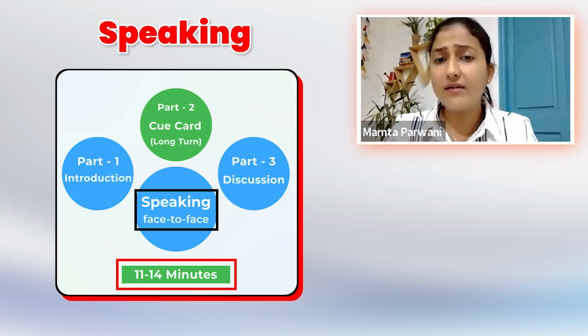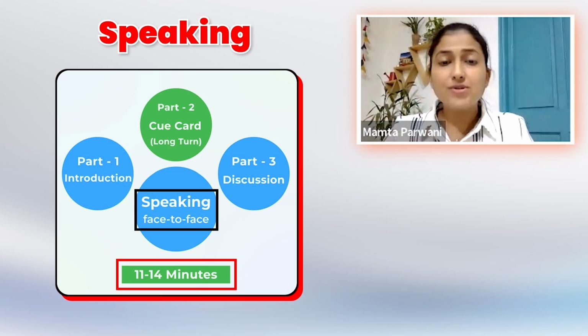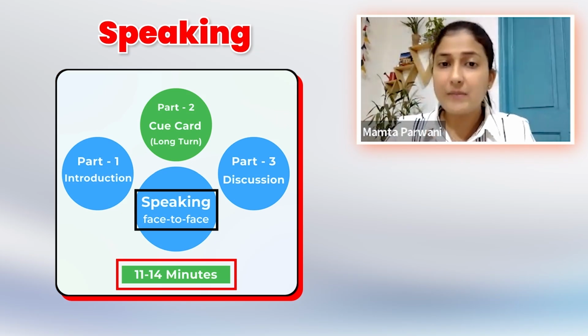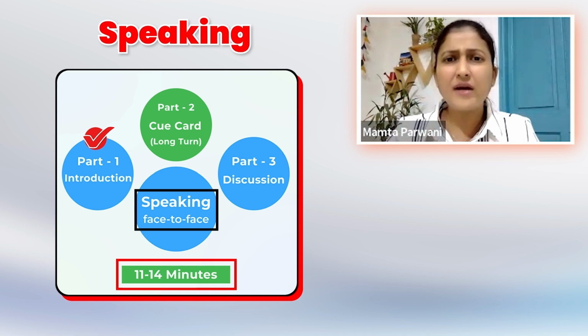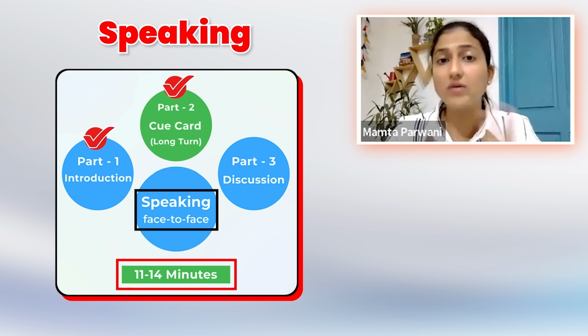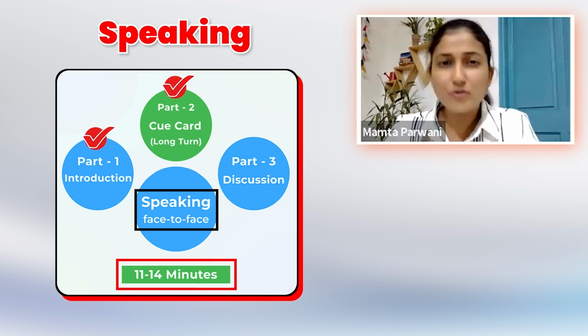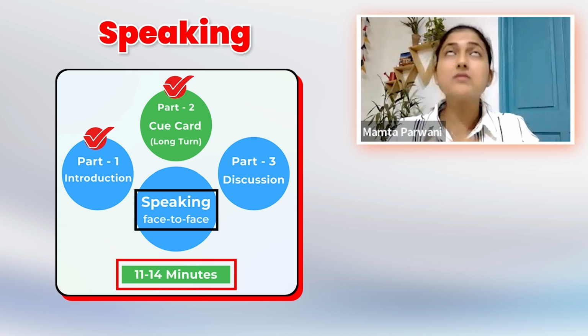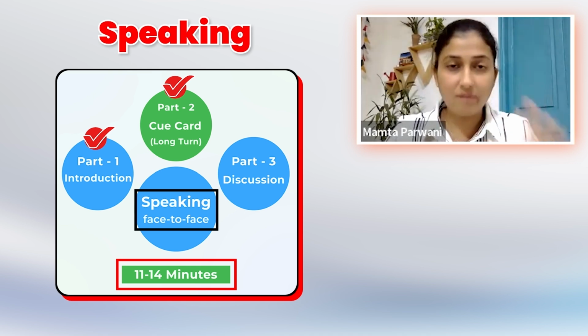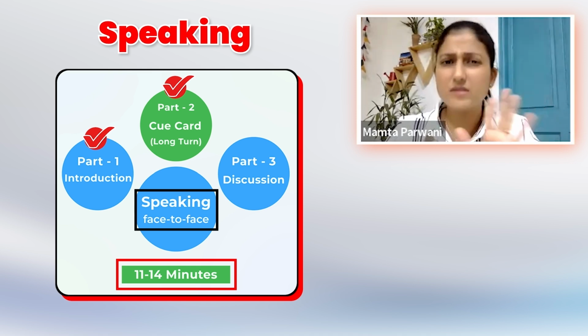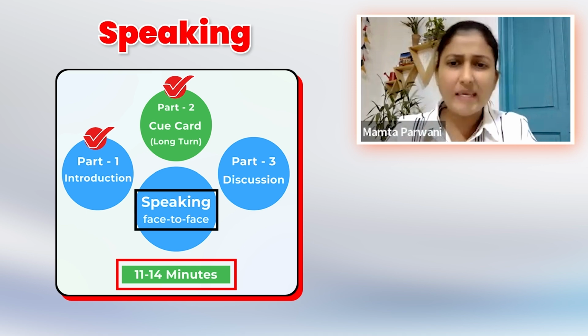Let's have a quick look at the format of speaking module. So your speaking again is conducted in 3 parts. Part 1 is an introductory round. Then in part 2, you get a topic on which you have to speak for around 2 minutes. It's also called a long turn or a cue card. Cue card basically means a card on which a cue is written based on which you have to speak. Don't dig deep into it right now. We'll understand this much more in detail when we are doing sessions. So far, just understand, okay, this is how speaking is conducted.